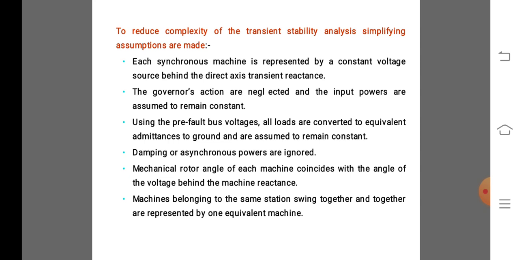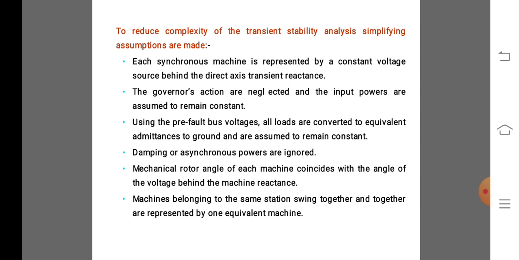Each synchronous machine is represented by a constant voltage source behind the direct axis transient reactance. The governor action is neglected and the input power is assumed to remain constant. Using the pre-fault bus voltages, all loads are converted to equivalent admittance to ground and are assumed to remain constant. Then the damping or asynchronous powers are ignored.